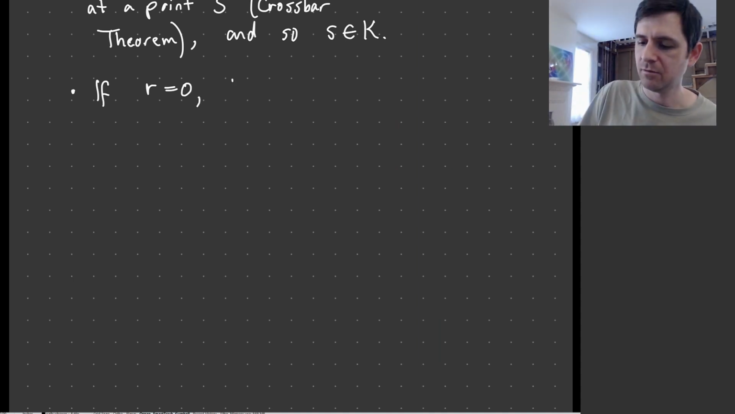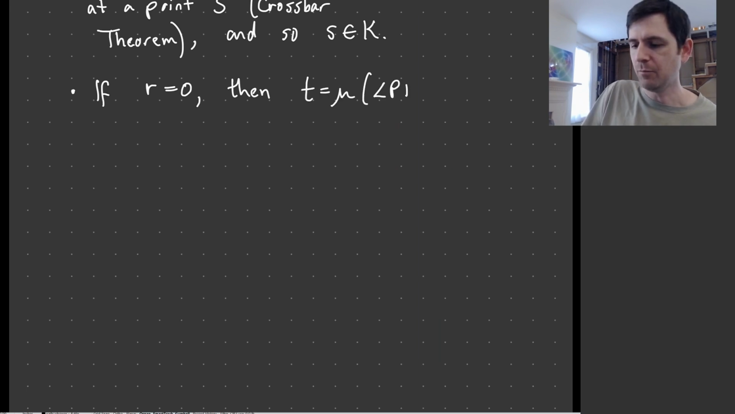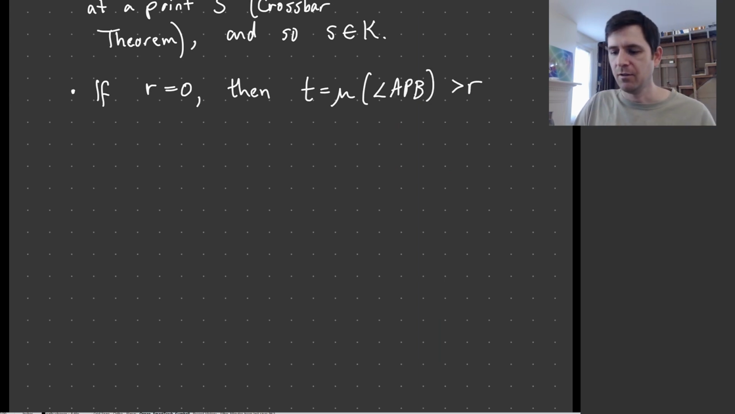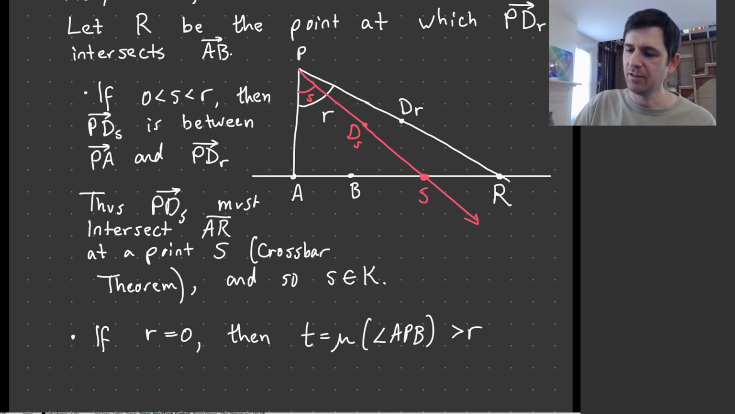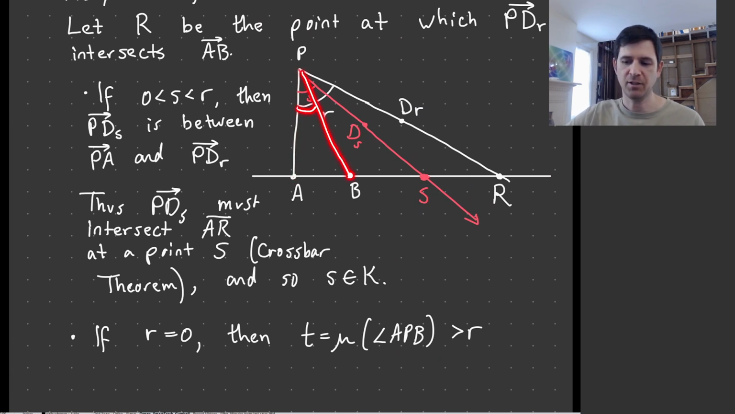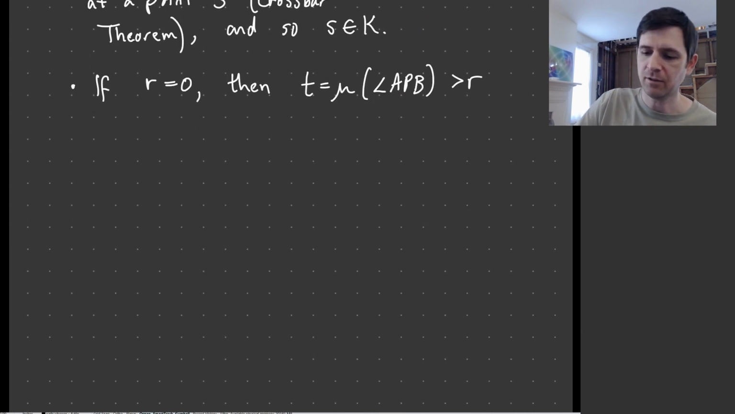If R is equal to 0, then T equal to the measure of APB is greater than R, right? So basically, if R is 0, and I want to find an angle bigger than 0, well, I already have this B here that I can just use, and this is going to give me some positive angle, and that'll be my T, so that gives me some T that is larger than R that is in the intersecting set. So if I make that my T, then T is in K.